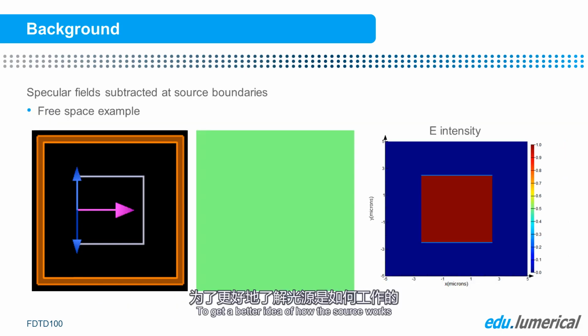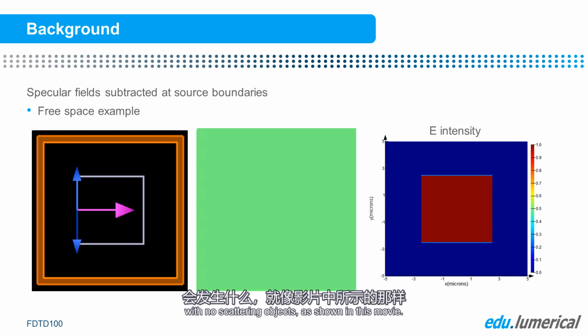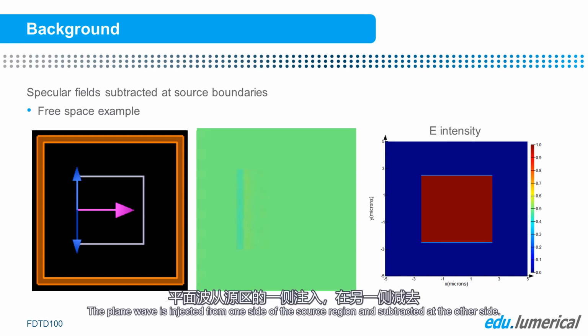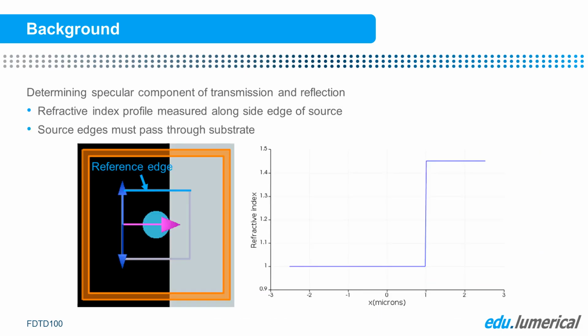To get a better idea of how the source works, it's useful to consider what happens in the simple case when the source is injected in free space with no scattering objects, as shown in this movie. The plane wave is injected from one side of the source region and subtracted at the other side. Since there is no scattering, the fields are zero outside of the source boundaries.